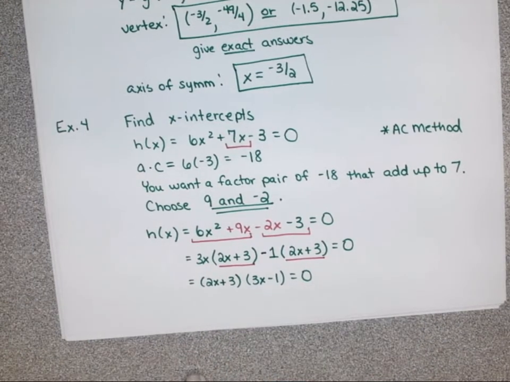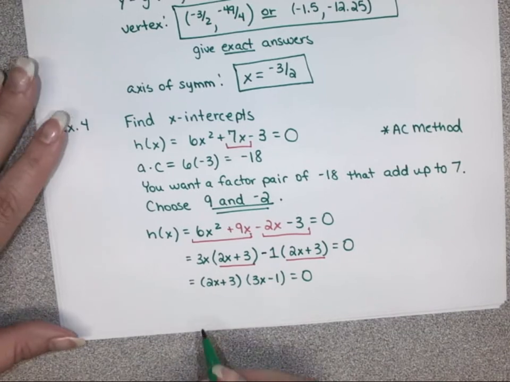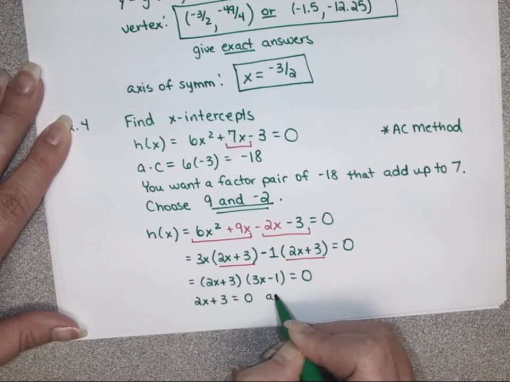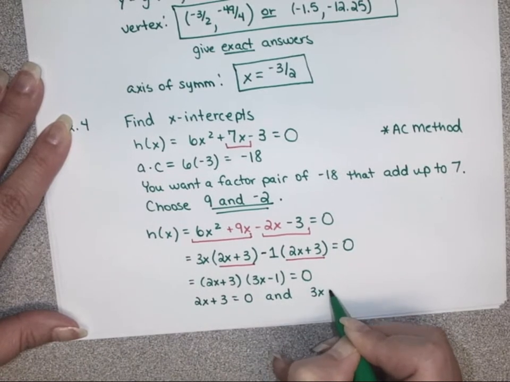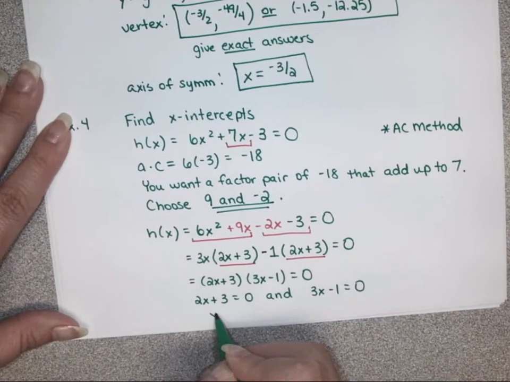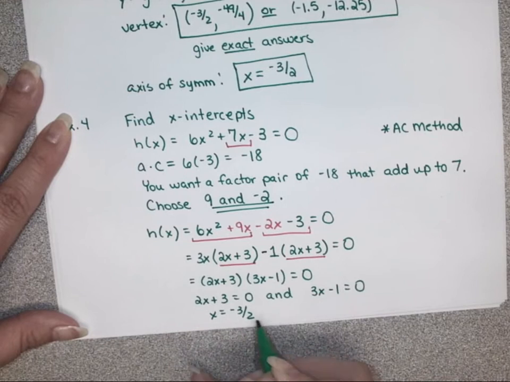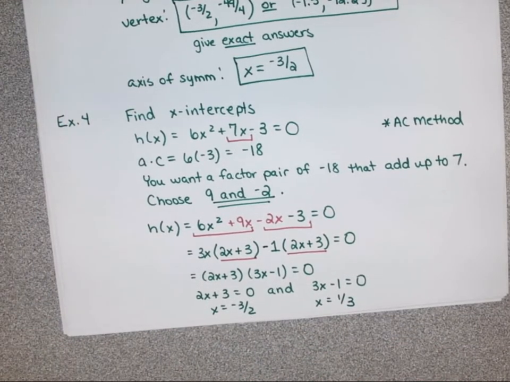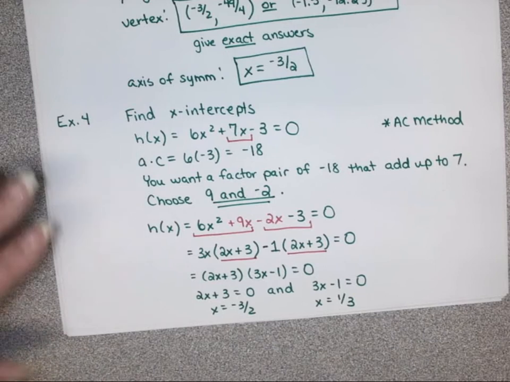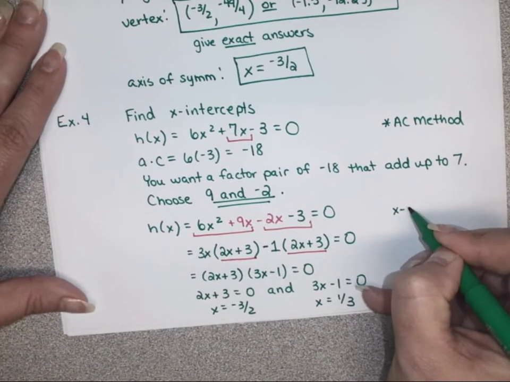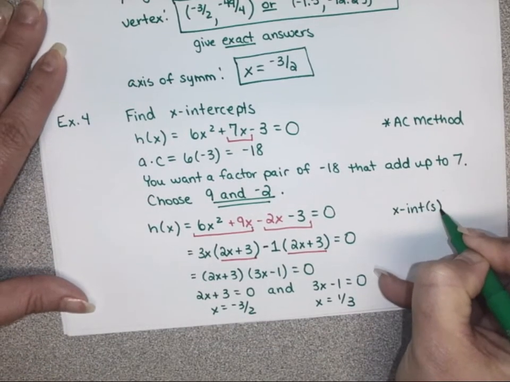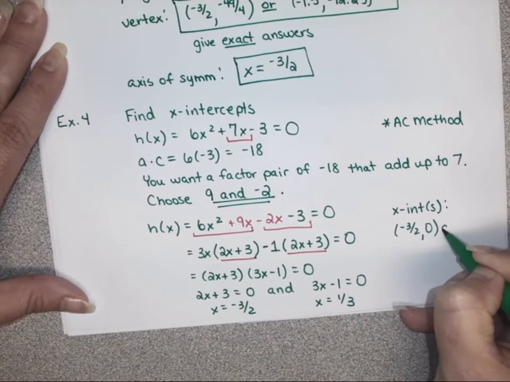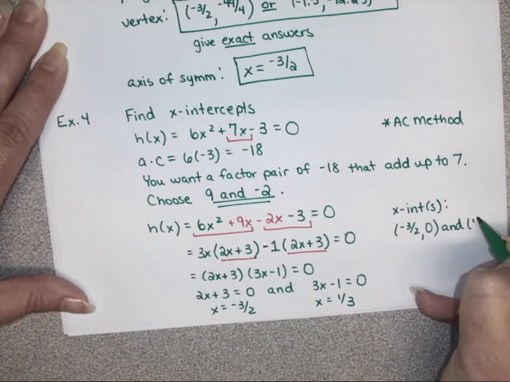And then now we're ready to go, right? Now we've got it factored. So now you'll set 2x plus 3 equal to 0, and also 3x minus 1 equal to 0. So here you'll get -3/2, and here you'll get 1/3 if you move the terms over. So if you were supposed to write them as points, we would write them like this, right? We would say it's -3/2, comma 0, and also 1/3, comma 0.